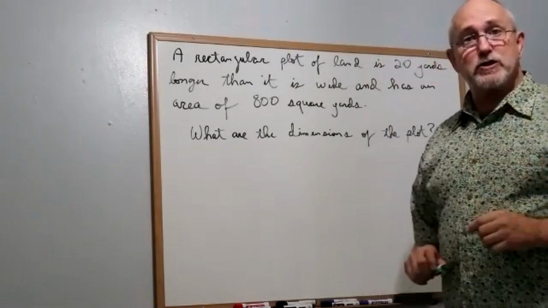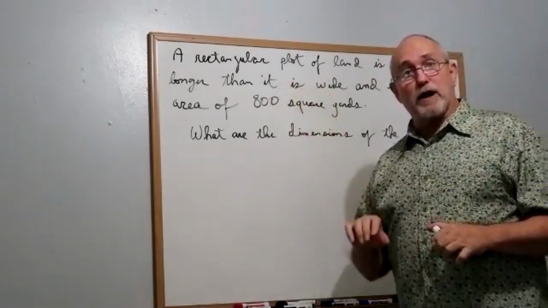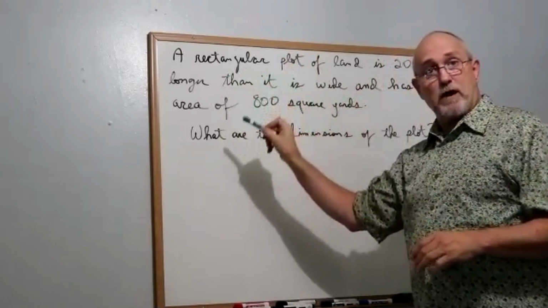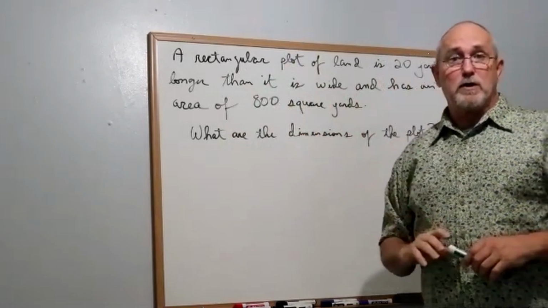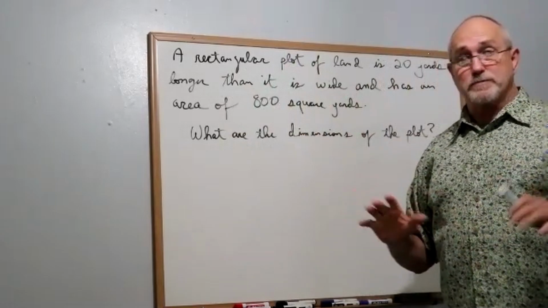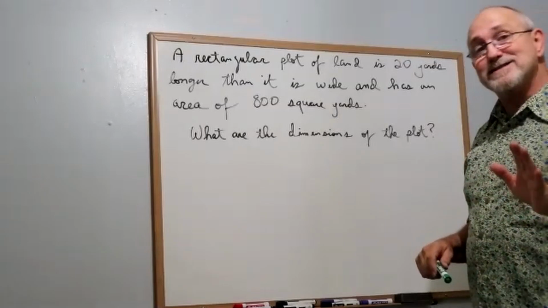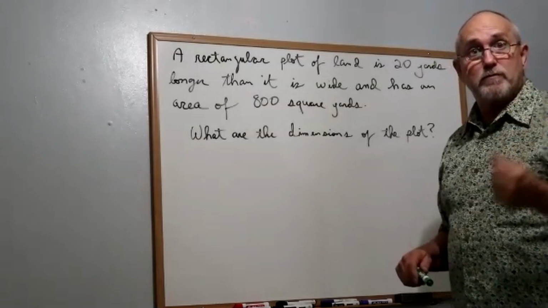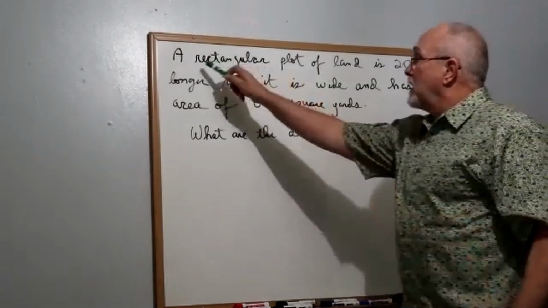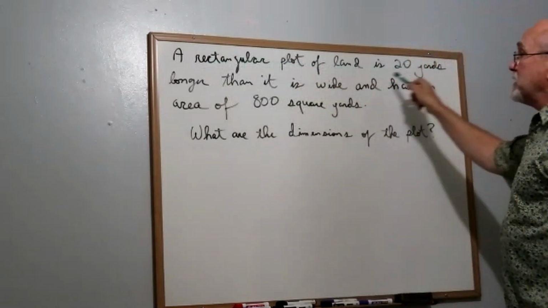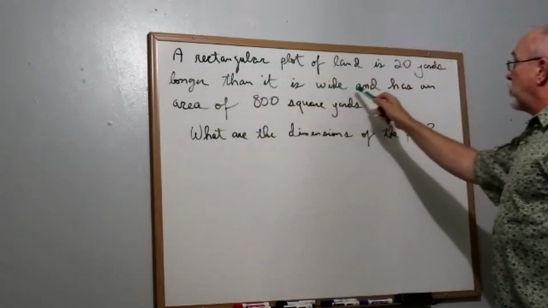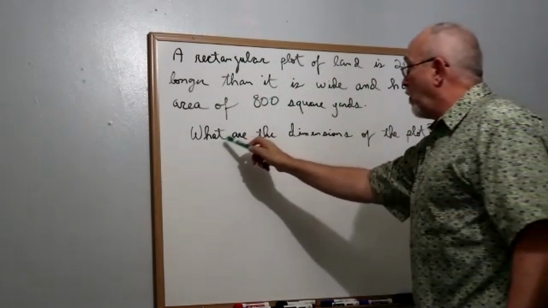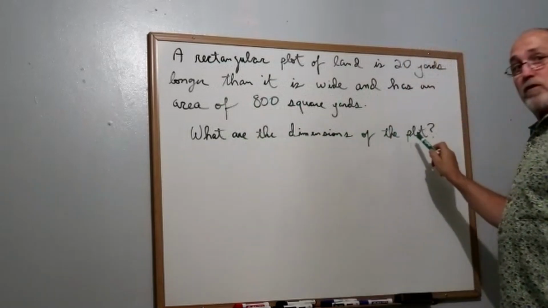On that first slide I showed you, there was some writing on the tablet, and then I translated it in English. This was what was found on the tablet, the first example of a quadratic equation. Now let's read the problem and see how it's solved using the Babylonians' need to use a quadratic equation. A rectangular plot of land is 20 yards longer than it is wide and has an area of 800 square yards. What are the dimensions of the plot?